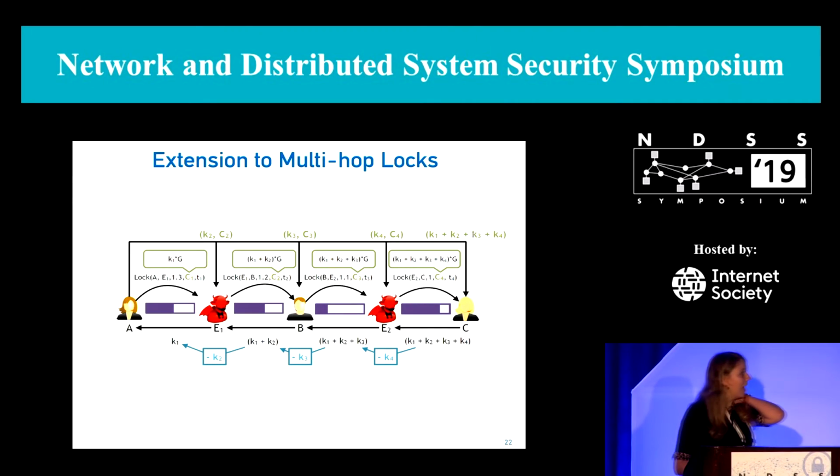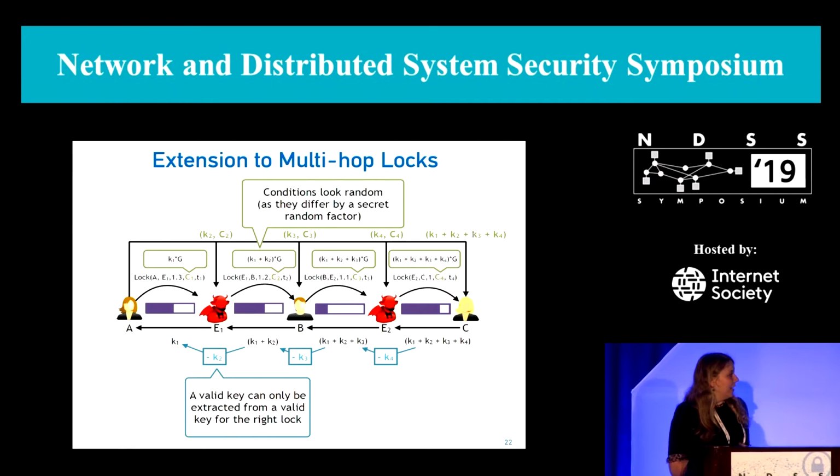And this can go on until the whole path is unlocked. Okay, this means now even if E1 would have all knowledge of E2, he could not unlock this. And we're getting exactly the properties that we would like to have, namely that these conditions look random now and we cannot have a wormhole attack.